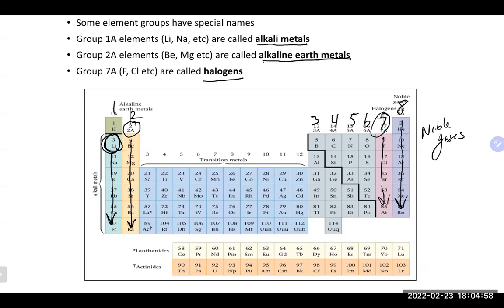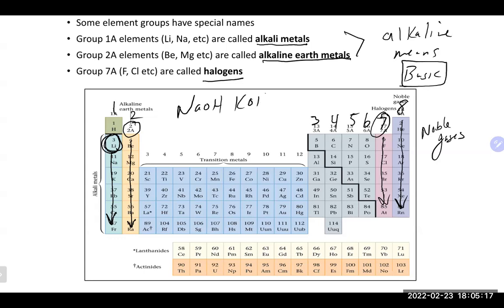Now, a couple of things: alkali metals, alkaline earth metals. In case you don't know, the word alkaline means basic, if you will. A lot of really strong bases, things like sodium hydroxide, potassium hydroxide, calcium hydroxide, all come from group 1 and group 2. So it's where we originate a lot of the strong bases, hence why their names are alkali and alkaline earth metals.